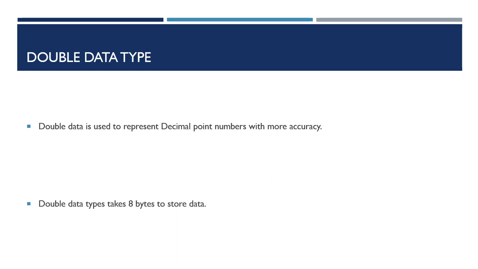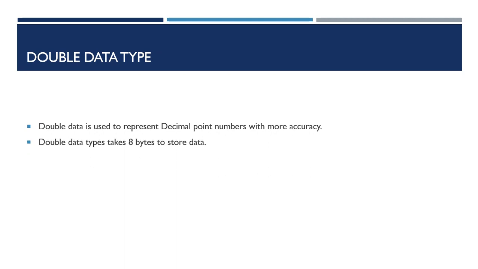Double data type takes 8 bytes to store the data. Due to this, our double data type covers large numbers. It is able to represent very large numbers, so the range of numbers it can represent is very wide.